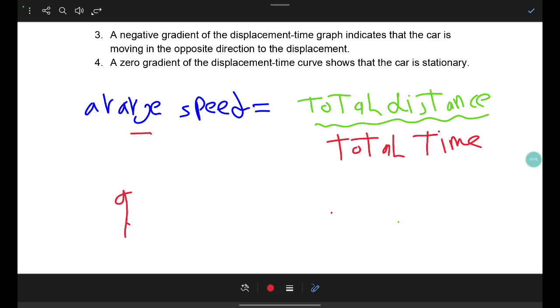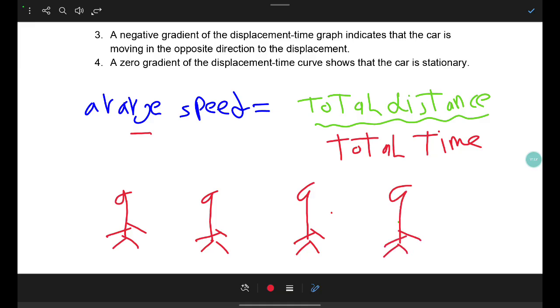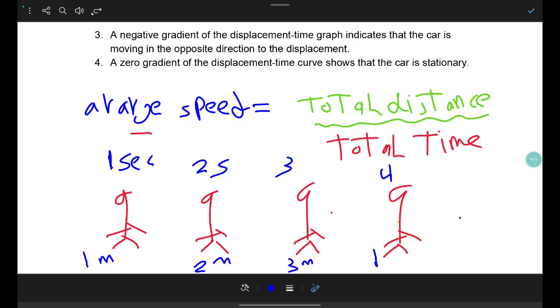Imagine we have a man moving, not at rest. From the first second, he moves 1 meter. Second, he moves 2 meters. Third, he moves 3 meters. 4 meters. I want to calculate or find the average speed for this man.